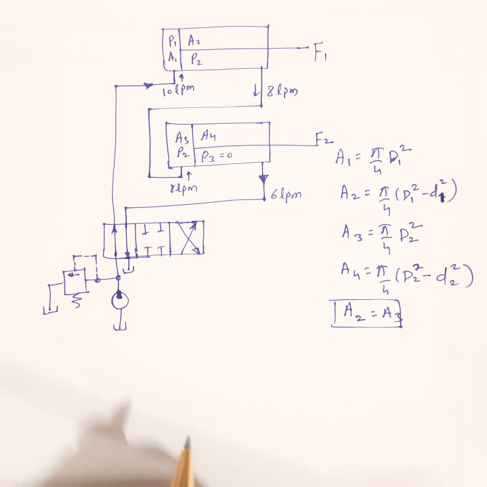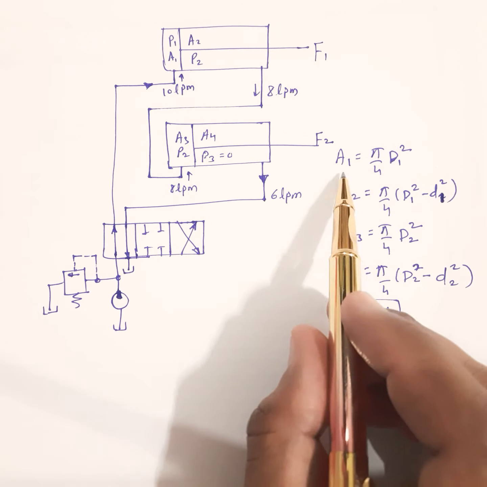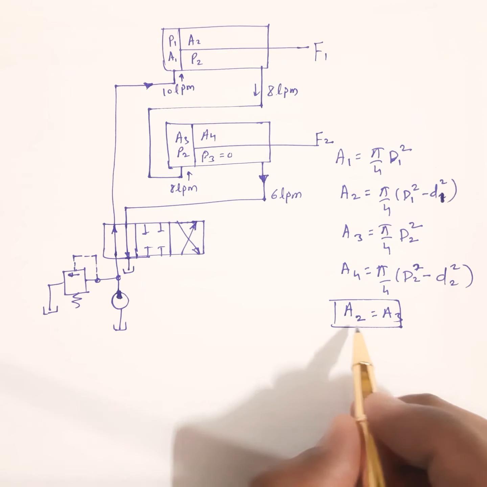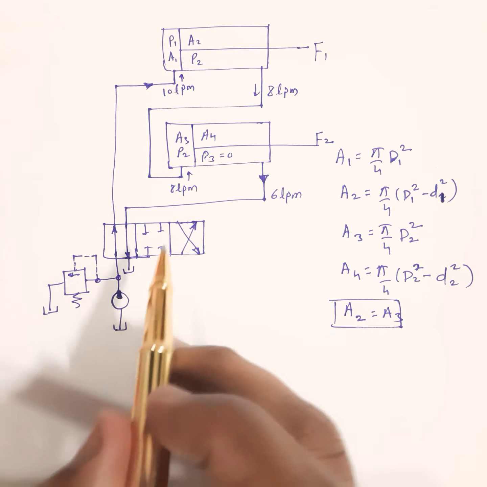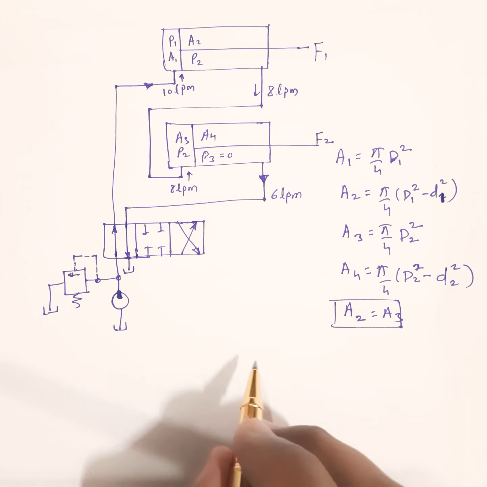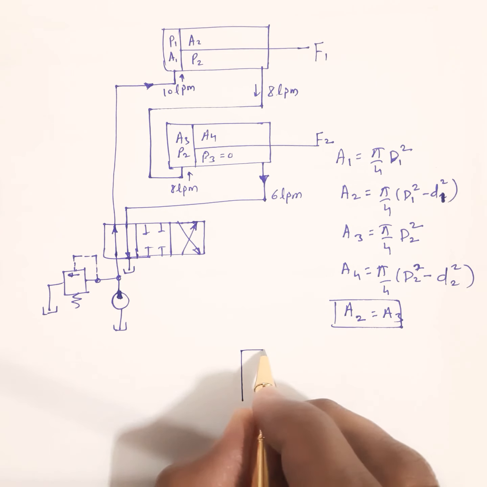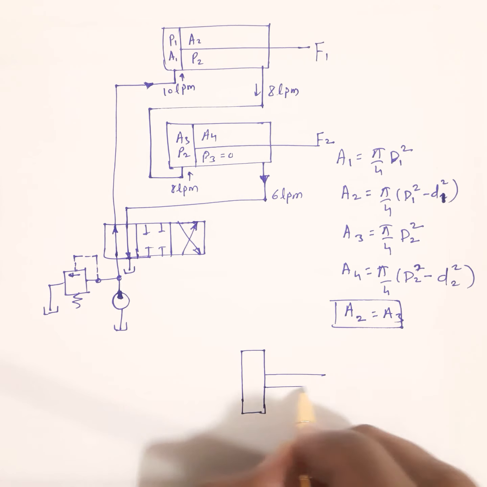So now we'll see the areas first. Here A1 we have just seen. Okay, so A1, A2, A3 and A4, and this is the condition for synchronization: A2 should be equal to A3, and again from that analysis we can see that. Now here first we'll draw a piston diagram, forces acting on piston 1.